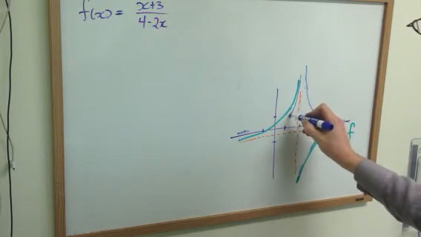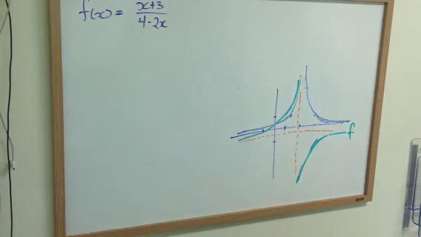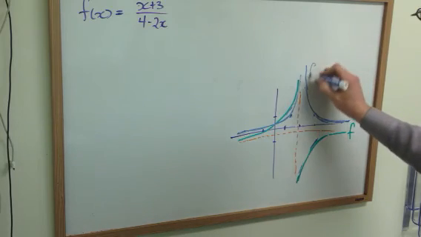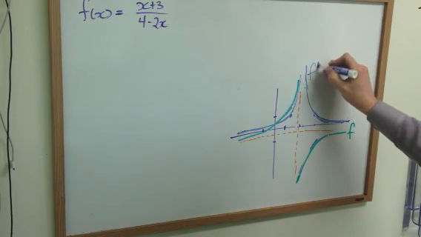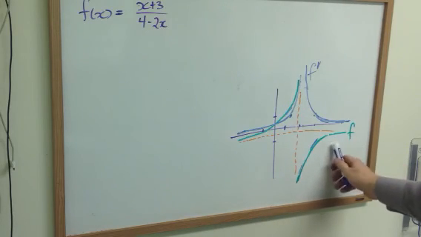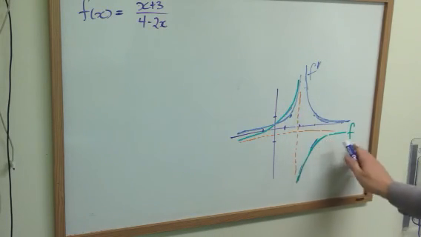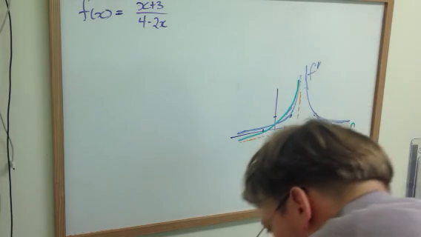as we approach this vertical asymptote. So this is f prime. That's a graph of the derivative of the function f, and the derivative function measures the slope of function f.